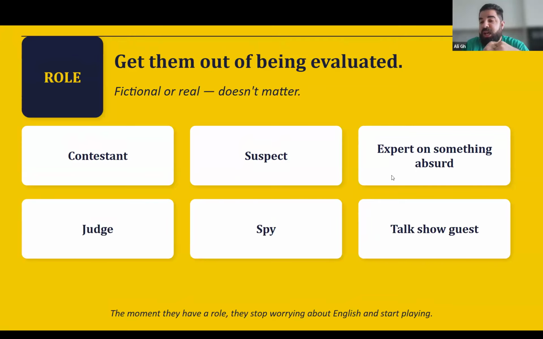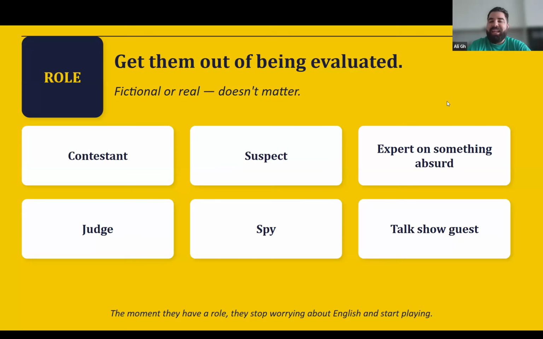Even sometimes being part of a team that they chose the name of is really fun. Every time I ask my third graders or fourth graders to choose names for their teams, I hear these funny names. Some of them use game names, some of them use city names in Kazakhstan. I had three students that picked Kokshetau as their team's name because they all liked Kokshetau. It was a very funny, interesting idea to me. So whatever they want, you give them a role. The moment they have the role, they'll stop worrying about English and start playing.